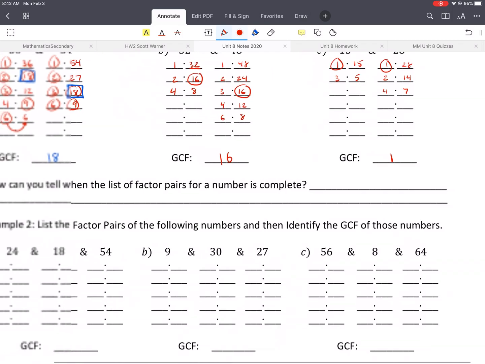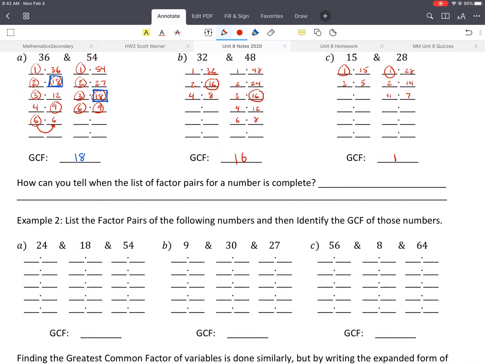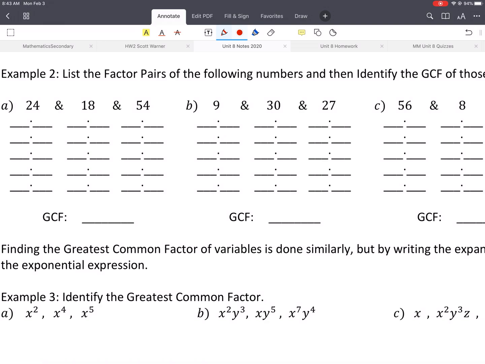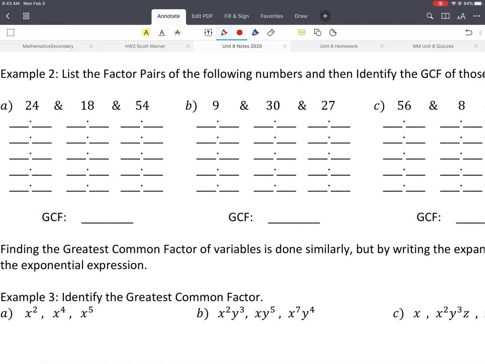Okay? So it says, how can you tell when the list of factor pairs for a number is complete? All right, we already kind of talked about that, is when it starts to rewrite the ones that are already there. Okay? So here for A, we did 6, and we tried 7. 7 didn't work, 8 didn't work, and then we're back to 9, which is already written. Okay? All right. List the factor pairs for the following numbers, and identify the greatest common factor for those numbers.